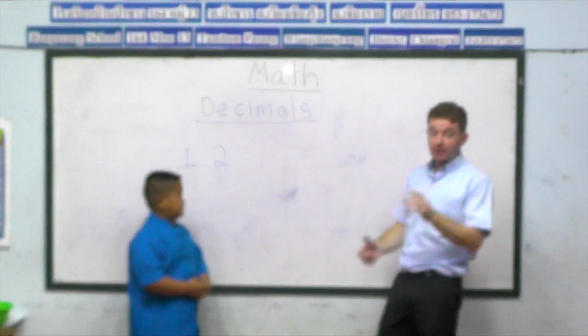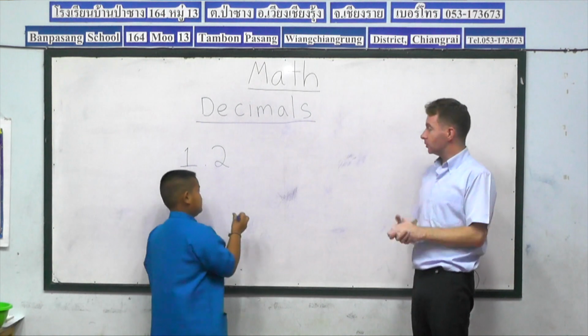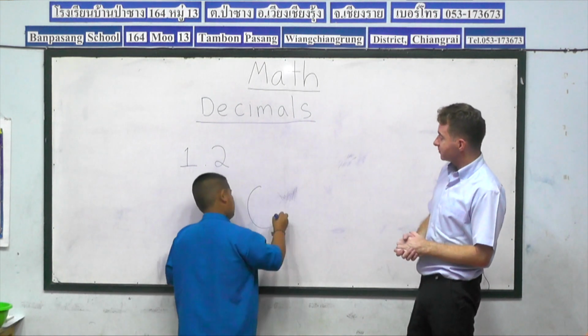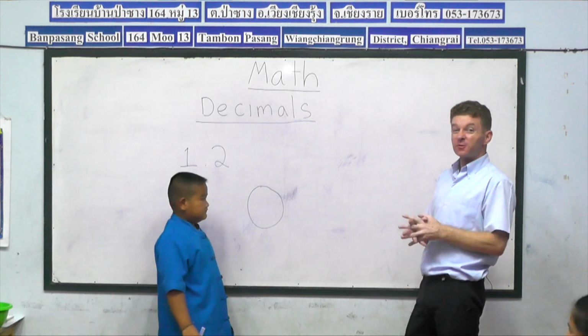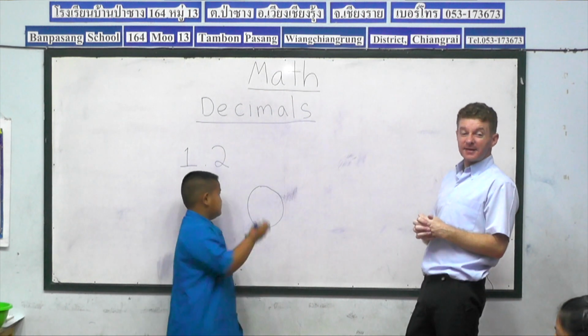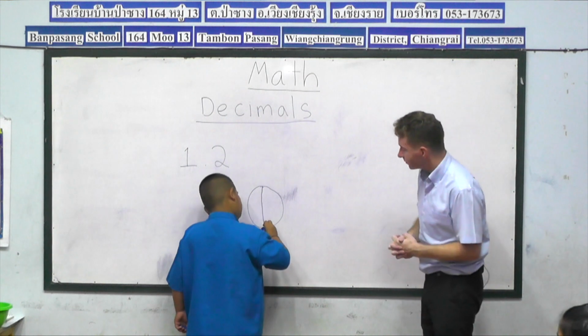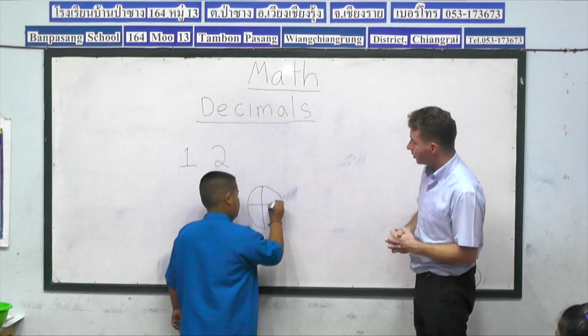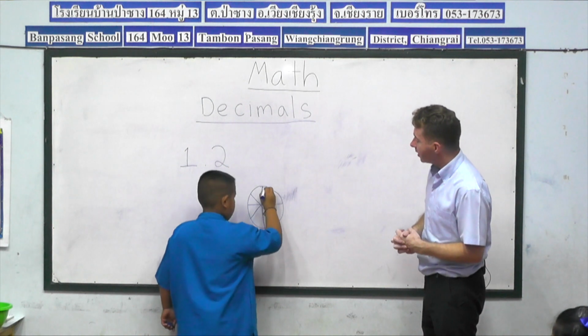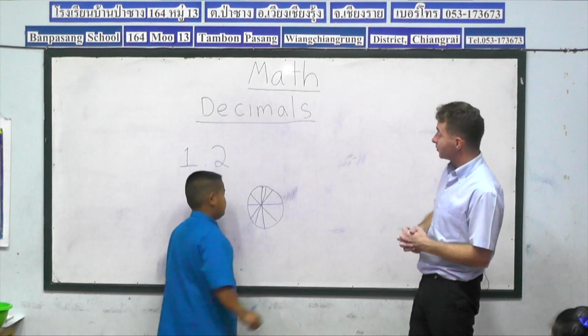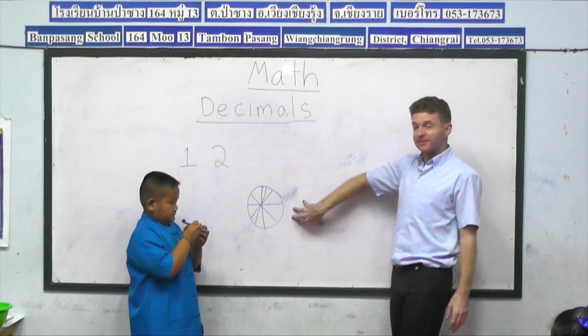So what's the first thing we need, guys? Circle. So Net will draw a nice big circle. Perfect, Net. Now how many parts, when decimals, do we need our circles to be? 10 parts. So we've got 2, 4, 6, 8, and then one more line. That's excellent, Net. Well done. So we've got our 10 parts of the circle.